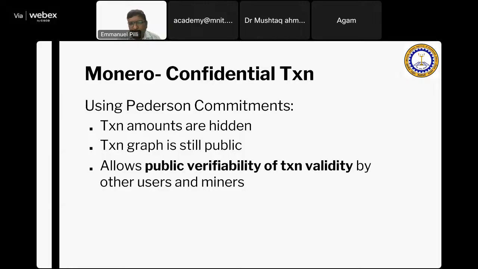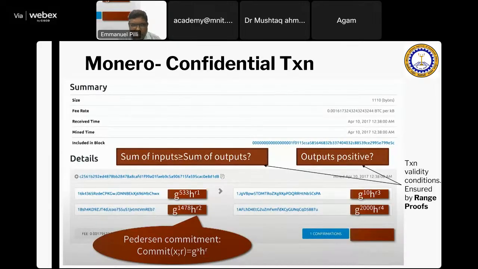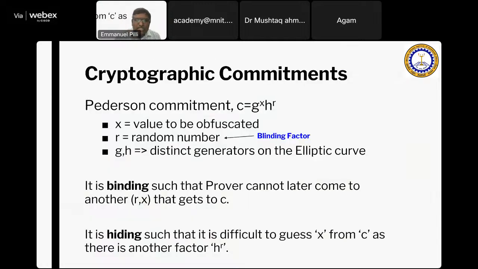So it allows public verifiability of transaction validity by other users and miners, but still it allows the confidentiality to be maintained using what is called Pedersen commitment. So this is the example. C is equal to g power x h power r. X is the value to be obfuscated. So you want to hide the x value. R is a random number. G and h are distinct generators on the elliptic curve, and based on that you get the value.